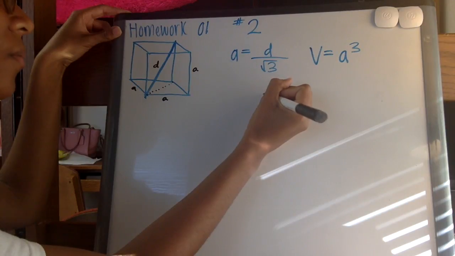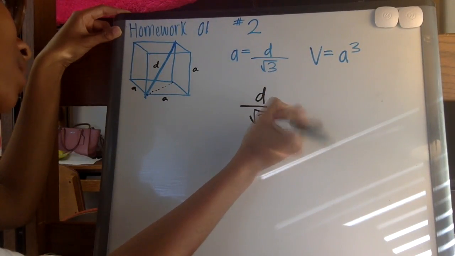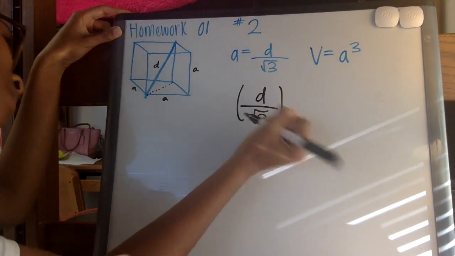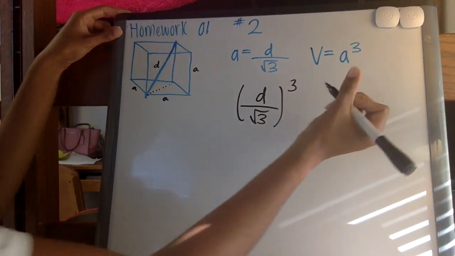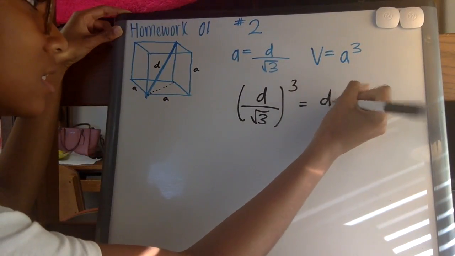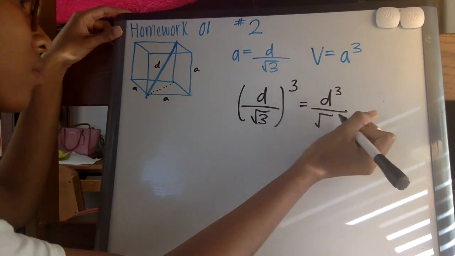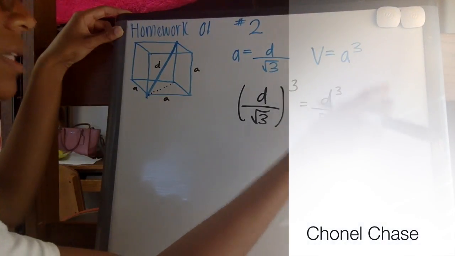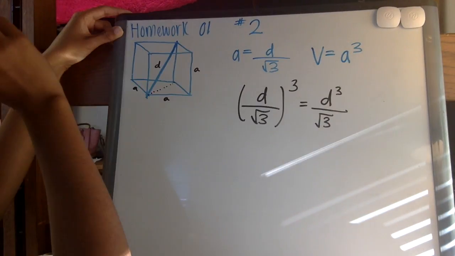So d over the square root of 3, to the power of 3 because it's being cubed, simplifies to d cubed over the square root of 3 cubed. So basically that whole thing. Yeah, that's it.